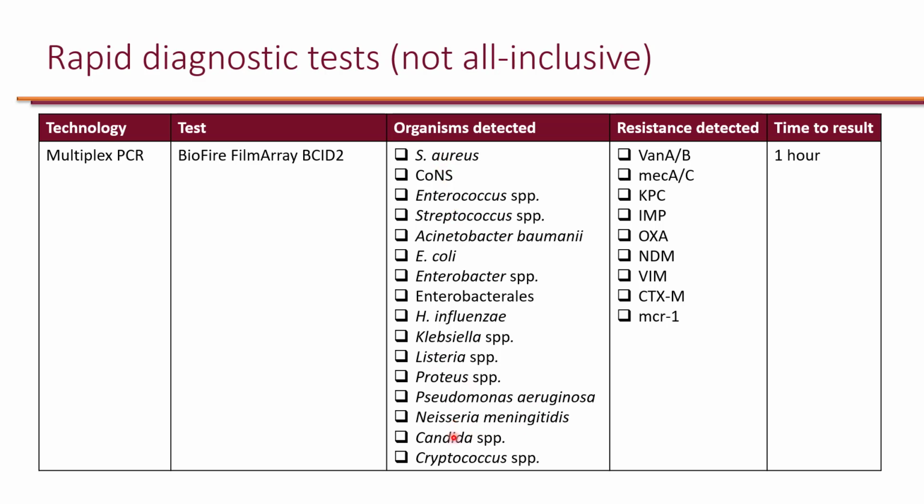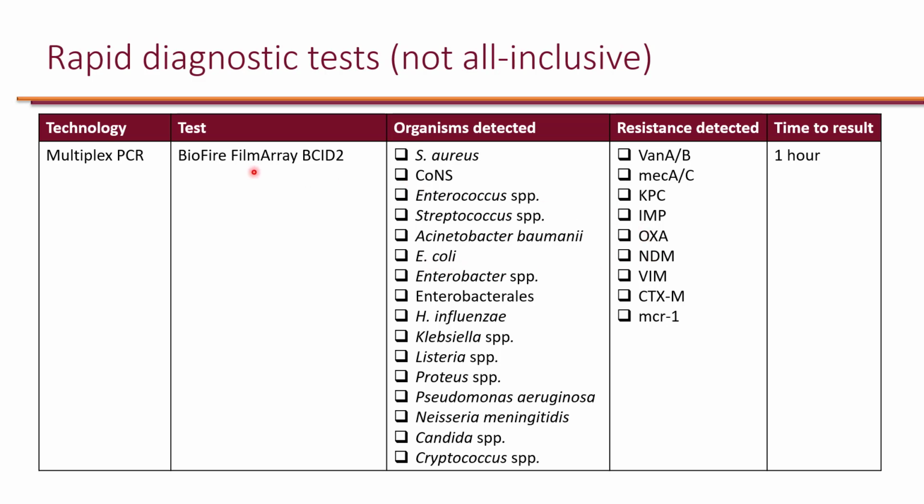Now, if it doesn't detect any of these, that doesn't mean the patient doesn't have an infection. It just means that it could be something that's not on the list. And of course, occasionally there could be a false negative, where somebody has one of these and the test just couldn't detect it. That's extremely rare because these tests have an extremely high sensitivity.